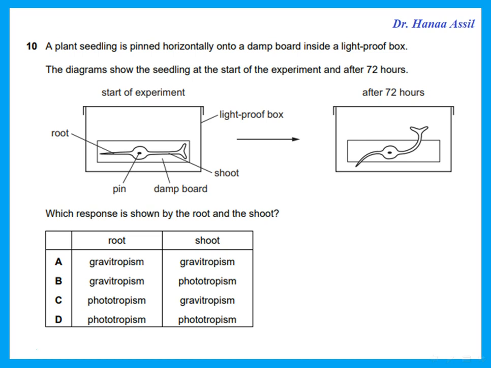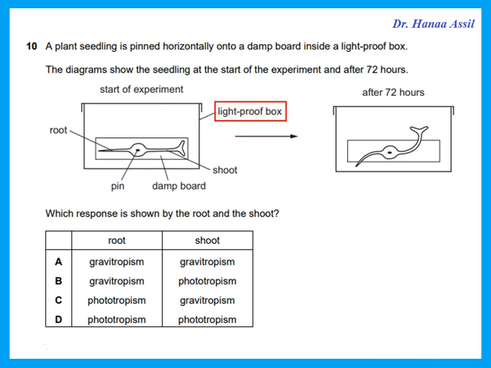A plant seedling is pinned horizontally onto a damp board inside a light-proof box. The diagram shows the seedling at the start of the experiment and after 72 hours. So remember that he has it in a light-proof box. That means we are not responding to light. It is dark inside. We're not responding to light.